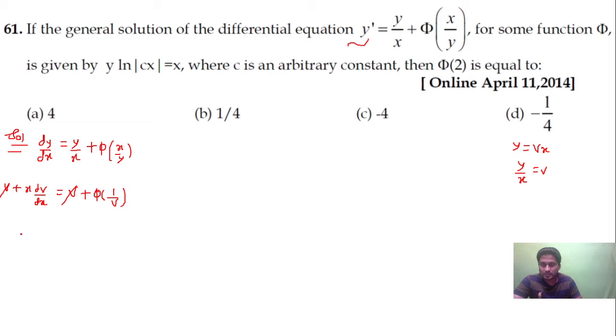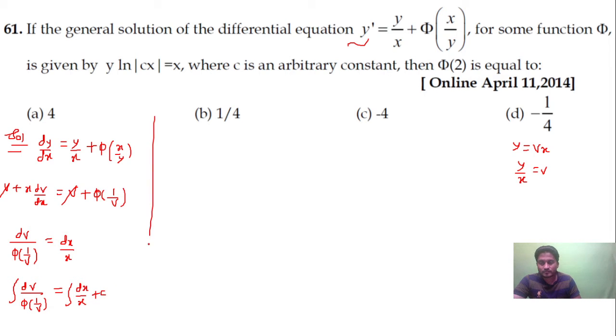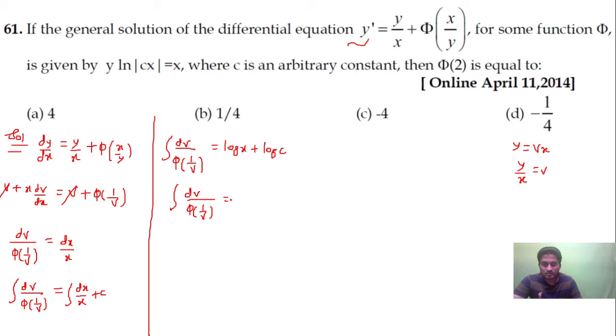Now I'm going to separate: dv divided by phi of 1 by v is equal to dx divided by x. If I integrate both sides, the integration of dv divided by phi of 1 by v is equal to the integration of dx divided by x, and then plus c. The integration of 1 by x is log x, and the constant c can be written as log c. Now the integration of dv divided by phi of 1 by v is equal to log cx.